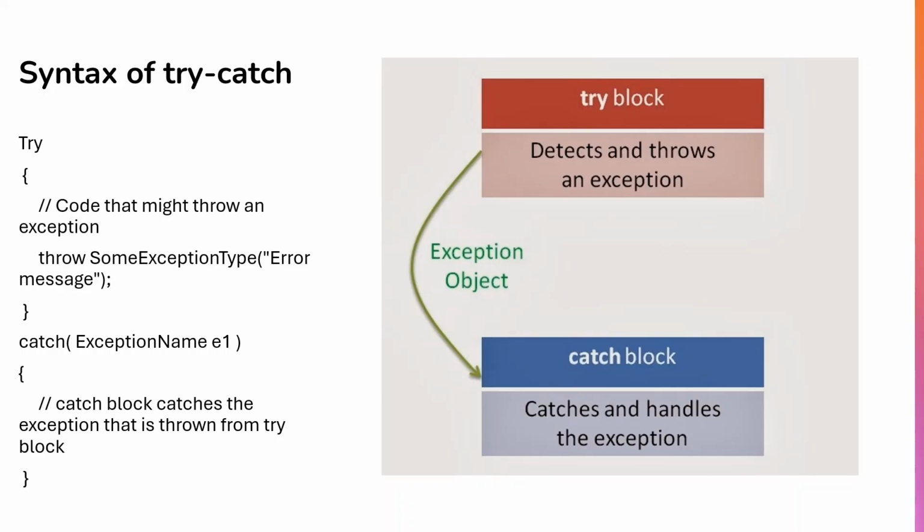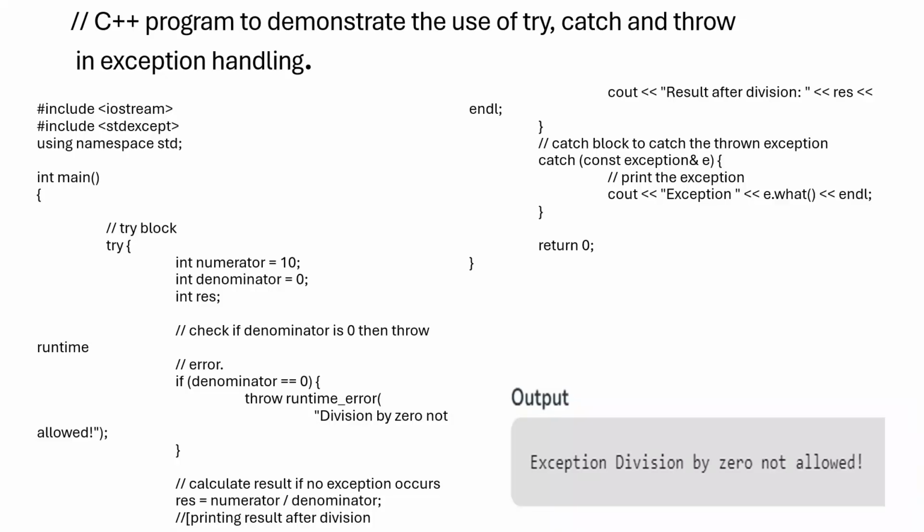So, a simple diagram: the try block detects and throws an exception using an exception object, and the catch block catches and handles the exception. This is a simple program to explain exception handling. First is the header file, then the main program.